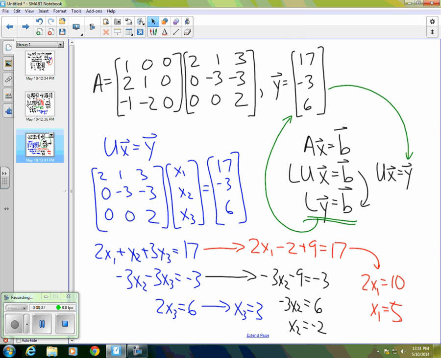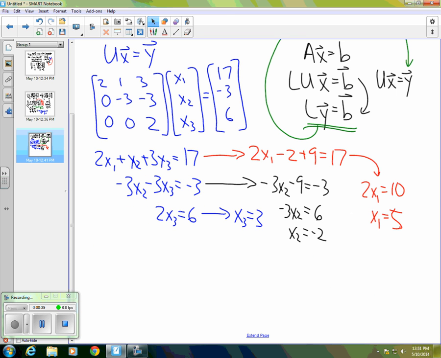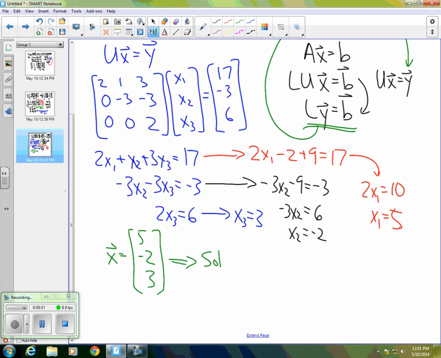Our goal, of course, was to find x1, x2, and x3. Our final values for the vector x we were looking for are: x1 is 5, x2 is -2, and x3 is 3, which is the solution to AX equals B, where A and B were known. So that's how we use an LU factorization to solve a system of equations.